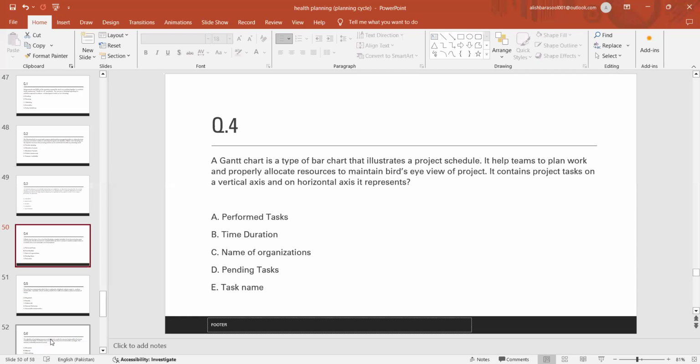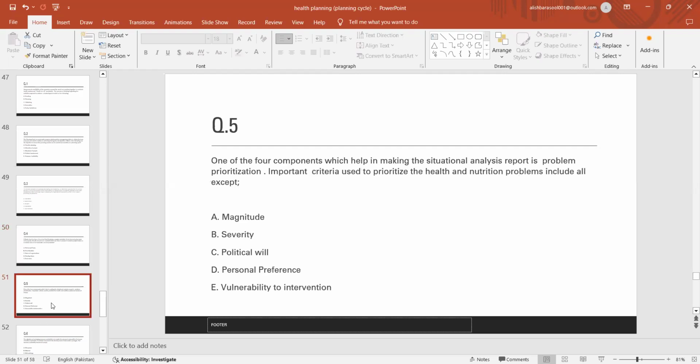It helps teams to plan work and properly allocate resources to maintain a bird's eye view of the project. It contains project tasks on a vertical axis and a horizontal axis. It represents A, perform task; B, time duration; C, name of organization; D, pending task; or E, task name. B. Yes, it's B.